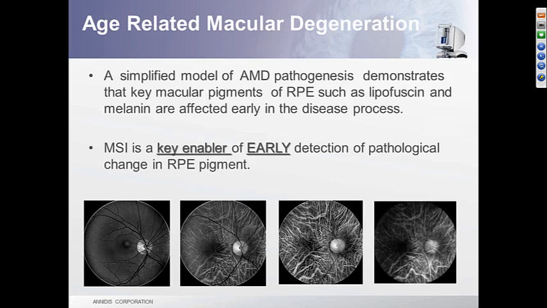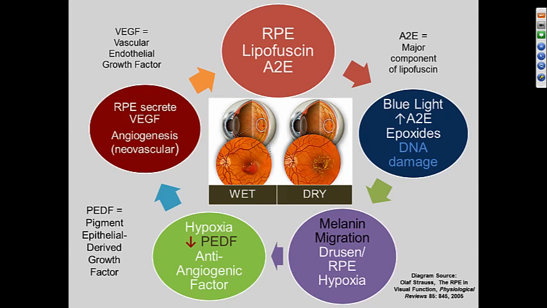That's looking more and more promising. There's a simplified model of AMD pathogenesis that all of you have seen before in my lectures, and you should really understand that pathogenesis model, which I'm going to talk about momentarily here. It helps us examine the RPE early, and MSI allows for early examination of the RPE.